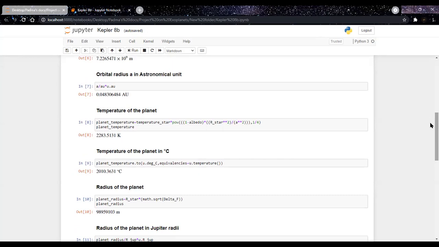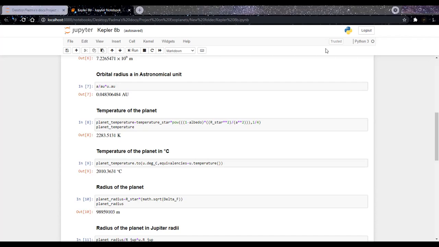Kepler-8b is found to orbit its star at 0.04 AU. Comparatively, Earth orbits the Sun at 1 AU. Hence, Kepler-8b revolves around its host star much more closely than Earth does around the Sun.